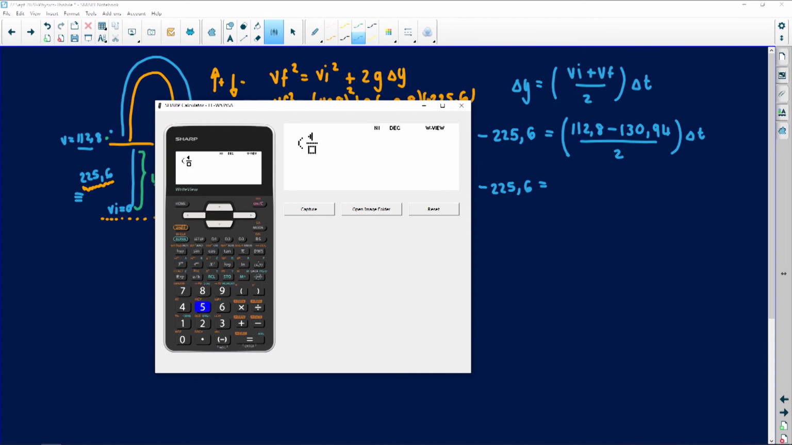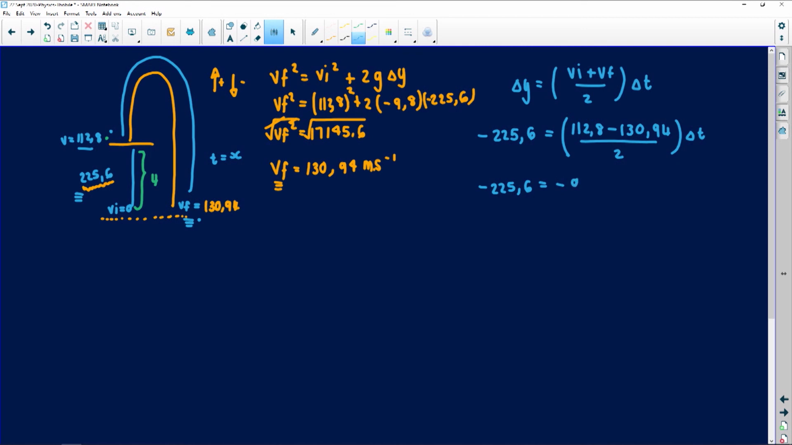Open my bracket. So I've got 112.8 minus 130.94, and that is over 2. Just close my bracket there. Let's see what we get. I get negative 9.07, but it's still delta t.